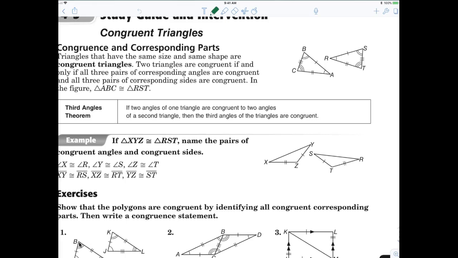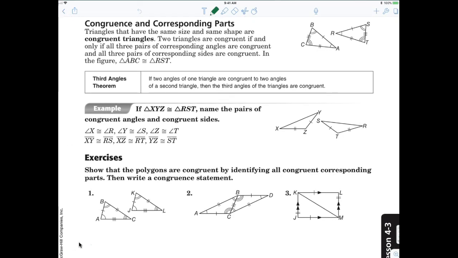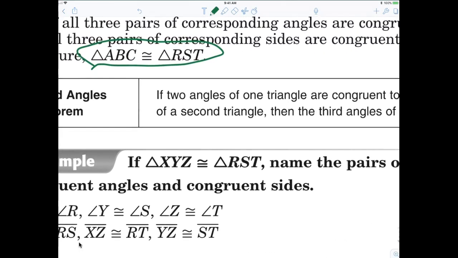Now, when you show triangles are congruent, down here I'm looking at triangle ABC is congruent to the triangle RST. And when you do that, that tells you what corresponds to what. So when you're writing proofs or when you're looking at triangles, I personally do not look at the triangles themselves. I look at this right here. What corresponds to A? R. What corresponds to B? And what corresponds to C? Perfect. Now you understand what I'm saying.